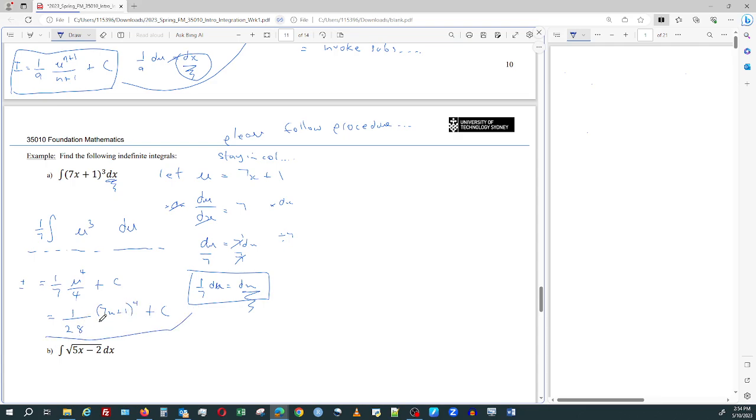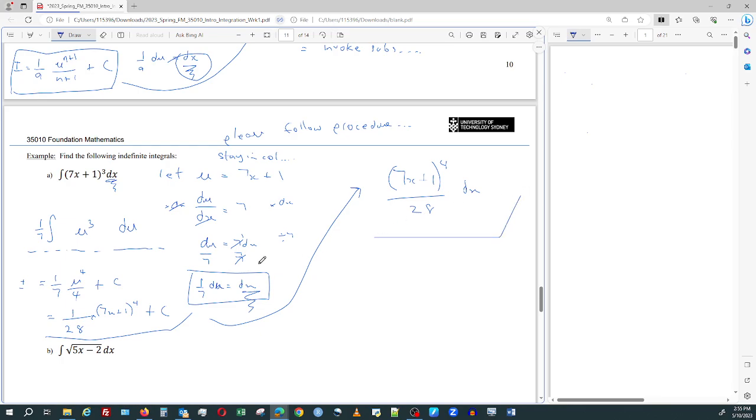Can I put the 7x plus 1 on 4? Yeah, because it's a product. Well, it's a product. So you can write (7x plus 1) to the 4 over 28 dx. Okay, can I do that? Yes, you can. Can you use technology to check it?